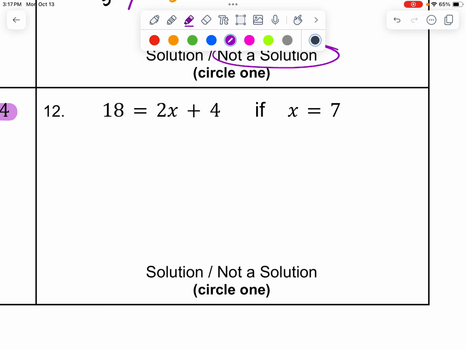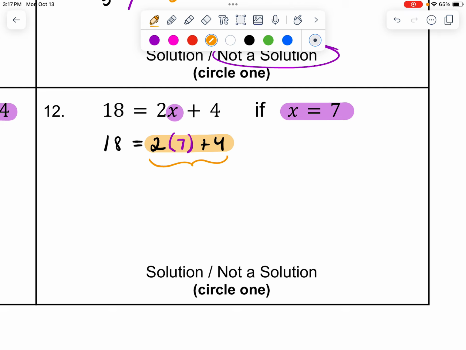Last but not least, here is my x, here is my number. 18 equals 2 parentheses 7 plus 4. I will type in the right side, and I get 18, and then I will copy. 18 equals 18, so I will say this is a solution.